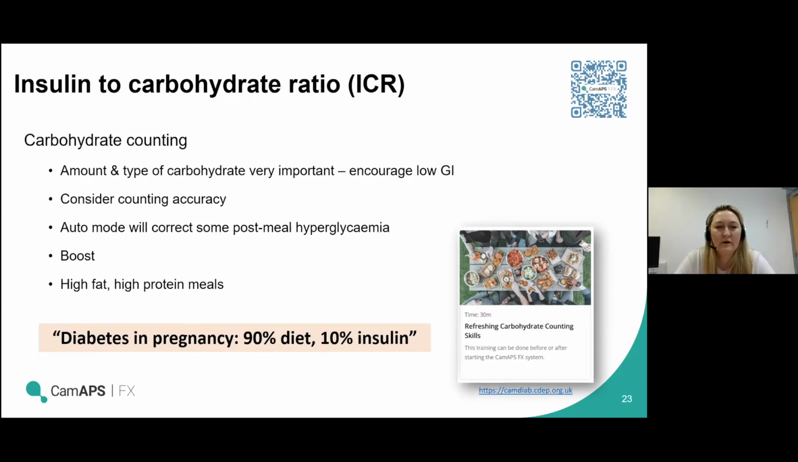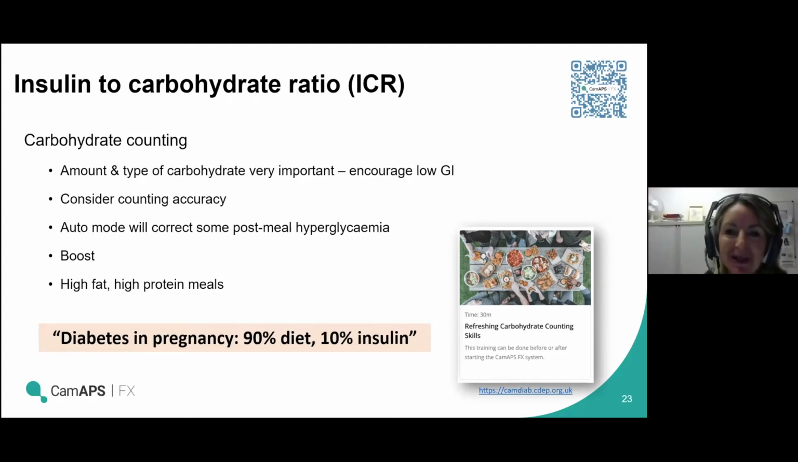Auto mode will correct some post-meal hyperglycemia, but if you want to keep in those really tight targets of not going above 7.8, then accurate carb counting, the quality and quantity of the carbohydrate, is super important. Boost can help, and specifically with those high fat, high protein meals as well. But this was a quote from Helen, I think, that diabetes in pregnancy is 90% diet, 10% insulin.